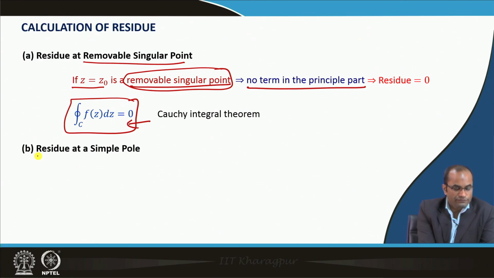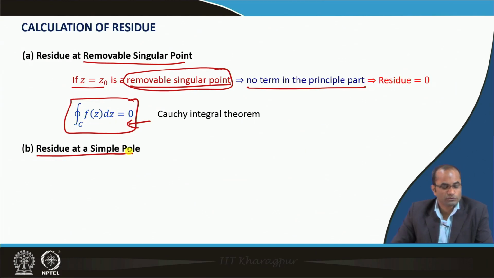The second case: if the point z equal to z naught is a simple pole, then how to get the residue? Always we can get it with the help of the expansion, but there are some other ways where we can easily get these residues. So if we have a simple pole, how do we get the residue?